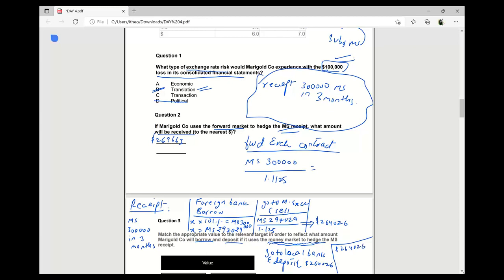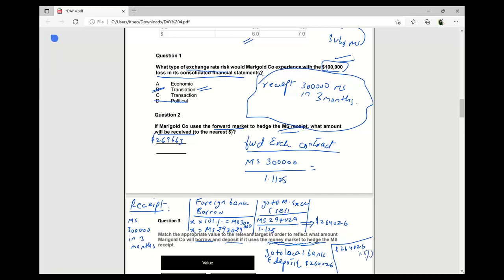264,026. Take that out with interest. How much interest are you getting due to depositing in a local bank? In depositing dollars in a local bank, you are getting 6% per annum. So for 3 months, it's going to be 1.5%.